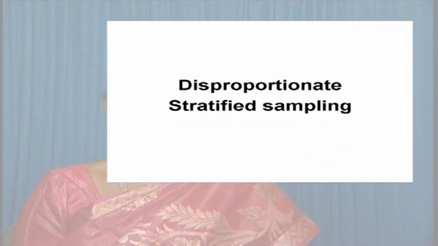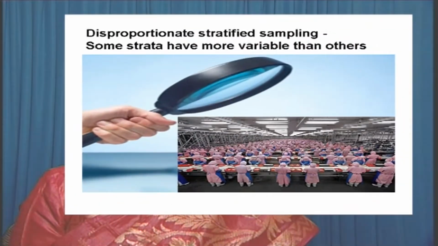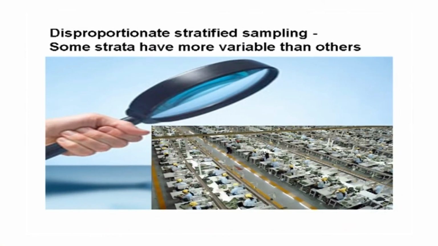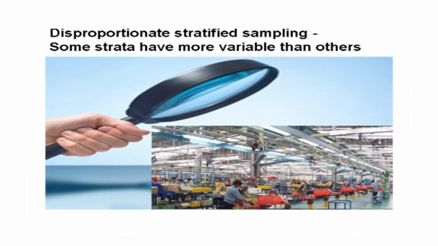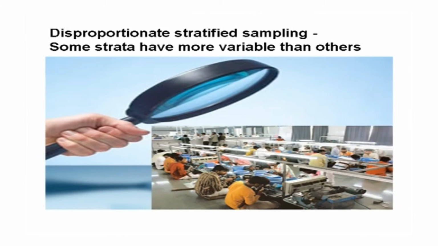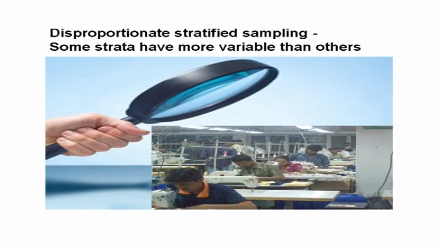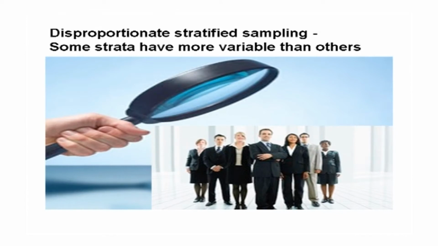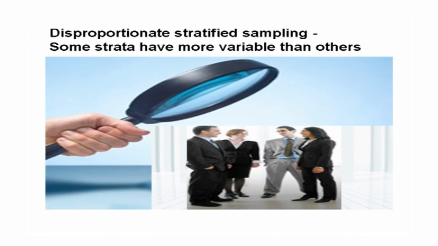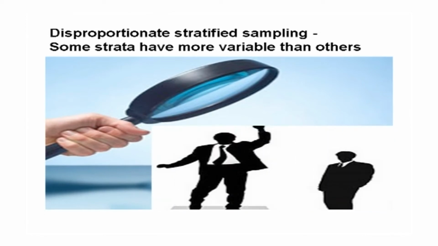The second type is disproportionate stratified sampling. Proportionately stratified sampling is adopted when differences between strata have to be studied, but sometimes some strata have more variables than other strata. Under such conditions, disproportionate stratified sampling is found to be more apt to use. For example, a study on occupational groups might require more samples from the semi-skilled group than a professional group.